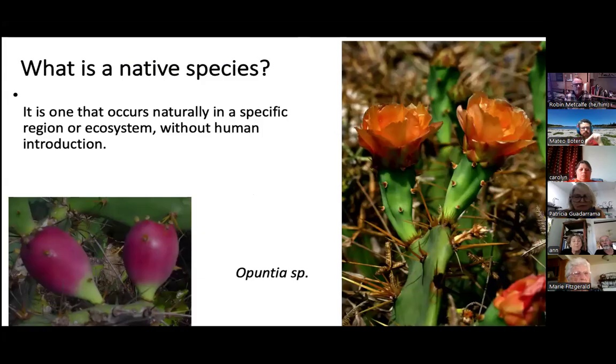As I mentioned before, native species is a concept that we will review. What is a native species? A native species is one that naturally occurs in a region without human introduction. In this image, you can see Opuntia, a nopal in Spanish. It is a native species in the dunes.